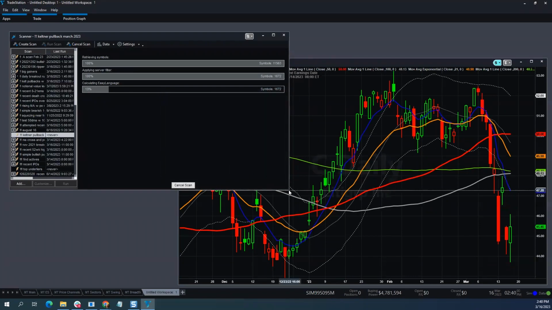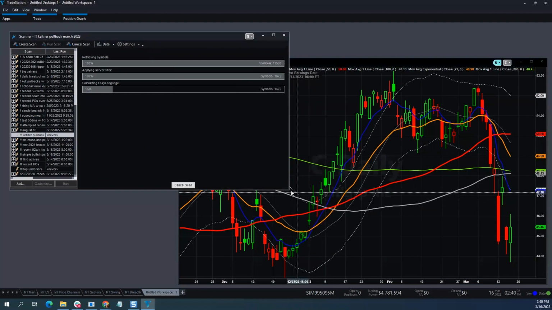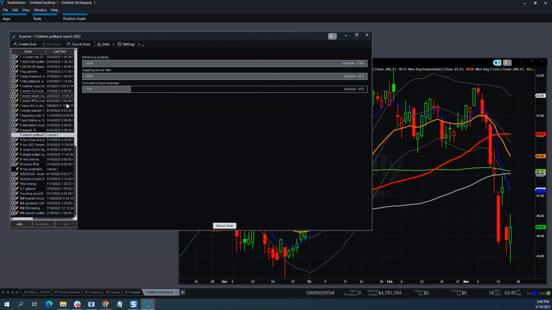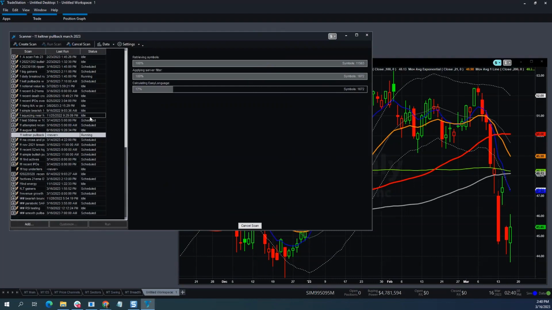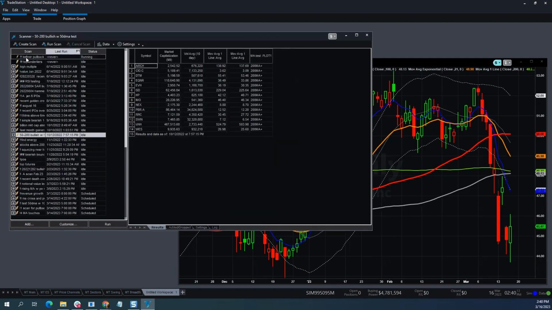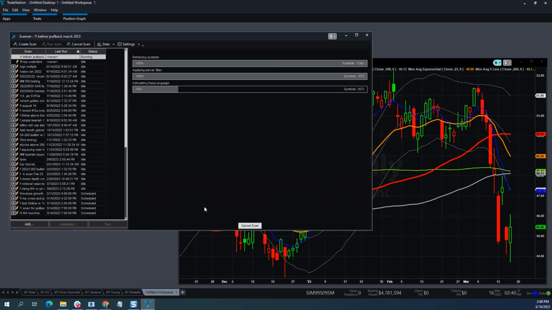So the reason I like that is because I often get confused with scanner, like which scan is running. See, it's down here. I want it at the top of the list. So it's going to jump to the top. See, there it is. Okay. But you have to add the column. So it's running. It's got in the easy language.